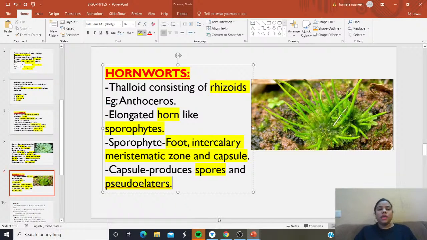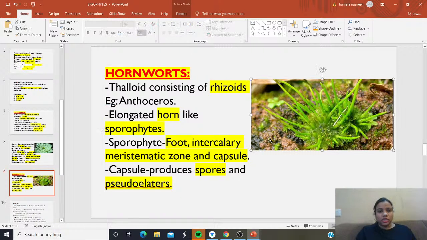Hornworts have a thalloid body consisting of rhizoids. An example is Anthoceros. And how is the sporophyte? With the name hornworts you can remember that they have a horn-like elongated sporophyte. The sporophyte is differentiated into foot, intercalary meristematic zone and capsule, and the capsule produces spores and pseudo-elaters. This is the diagrammatic representation of the hornwort, Anthoceros.